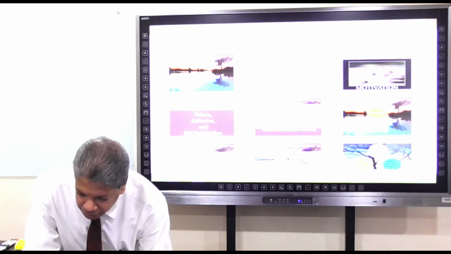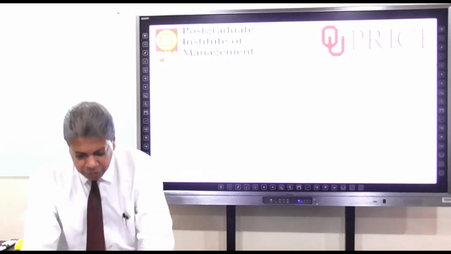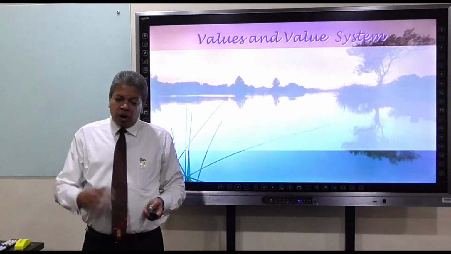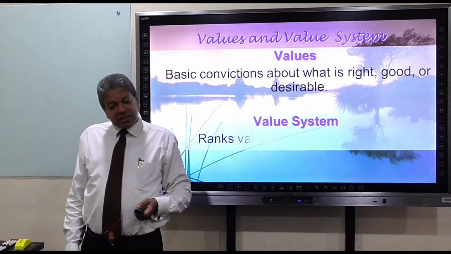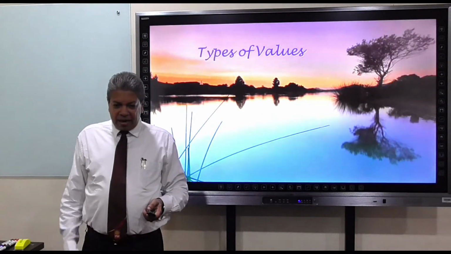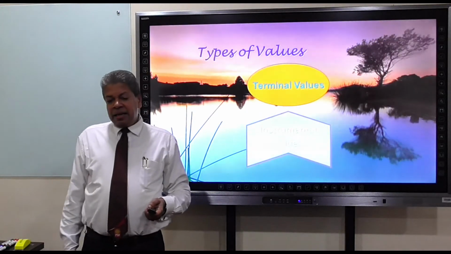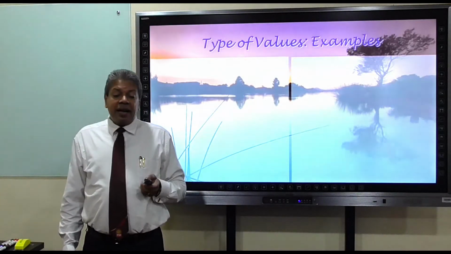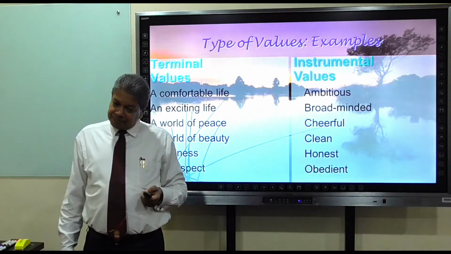I will not go into too much detail. Values, attitudes and job satisfaction, where we talk about values and value systems. And we looked at types of values, instrumental and terminal, and we defined both. Then we looked at examples for both.